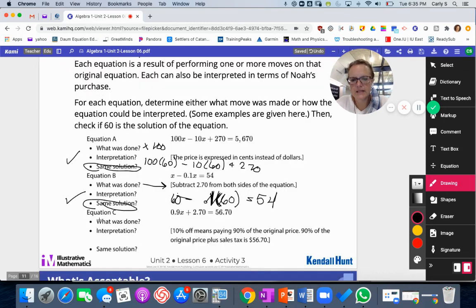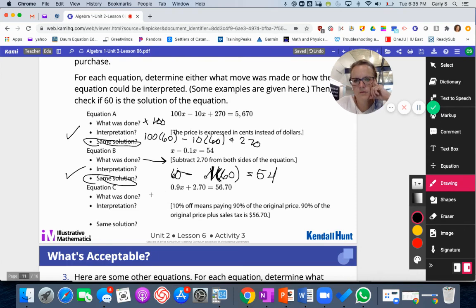Okay, equation C. Here, we had the original price minus 0.1x. We collected like terms and got 0.9x plus 2.70. Okay, this 10% off means that you're actually paying 90% of the original price. 90% of the original price plus sales tax is $56.70. Let's try it. 0.9 times 60 plus $2.70. And that is $56.70. So paying 90% of the price is the same as 10% off.